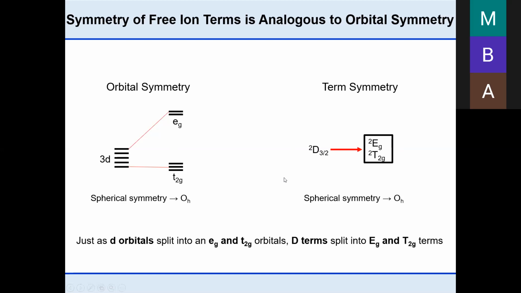And this is true for all of the terms. So an S term will have analogous symmetry to an s orbital. A P term will have analogous symmetry to a p orbital. D term to d orbital. F term to f orbital. G term to g orbital, if you want to go that far. So all of that is analogous. It's worth noting that the energy splitting of these is not necessarily analogous, but the symmetry is analogous. So if you're asked to determine the irreducible representations of a term, you shouldn't be confused. You should be able to determine those.